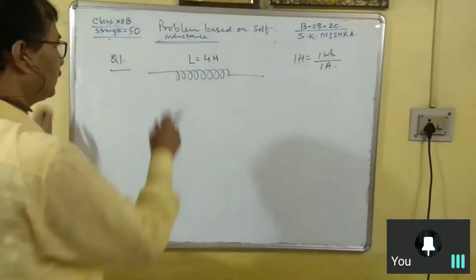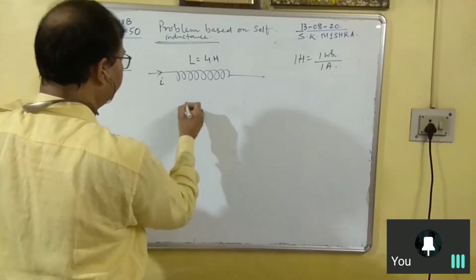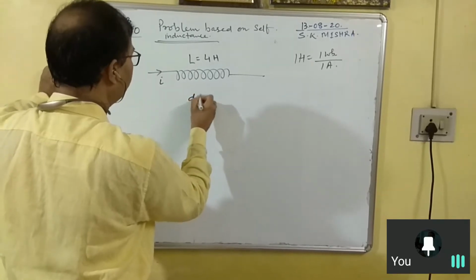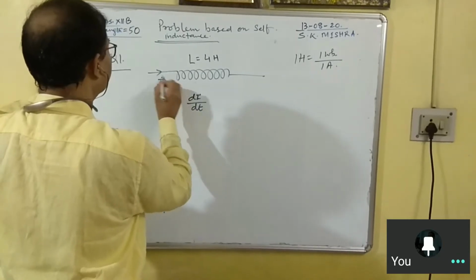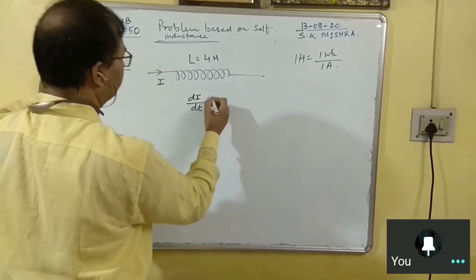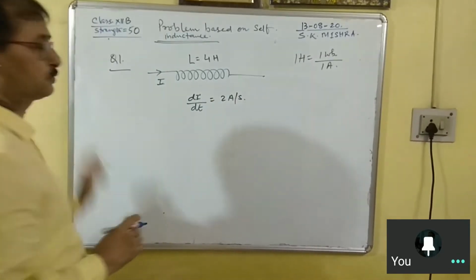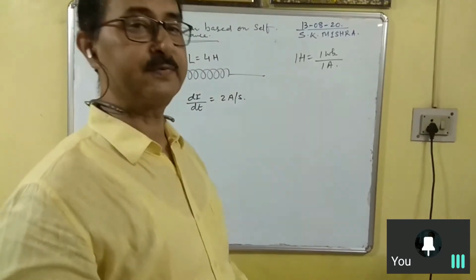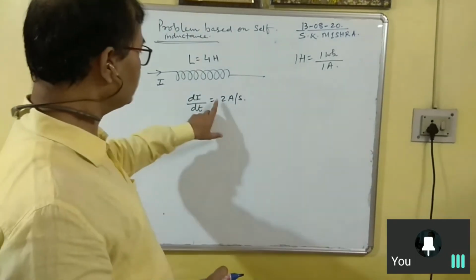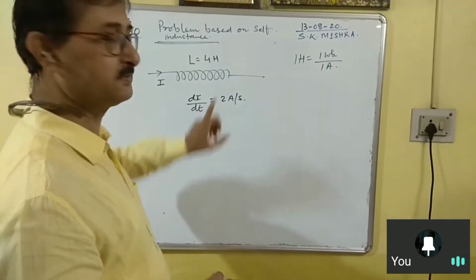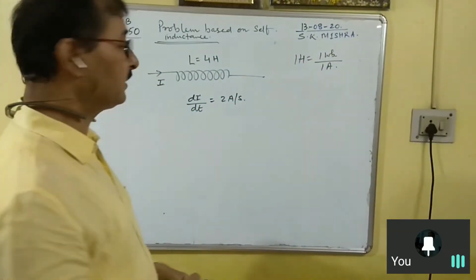So the current flowing through this, I, is actually varying. So di by dt, I am writing in capital only, is 2 ampere per second. The rate of change of current is 2 ampere per second, and since it follows no sign, it means it is positive. So the current is increasing at a rate of 2 ampere per second.